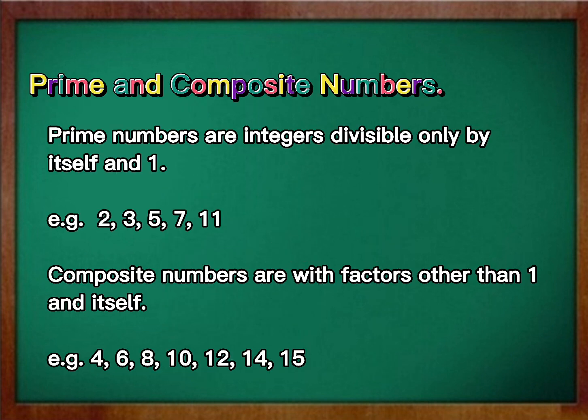Prime numbers and composite numbers. Prime numbers are integers divisible only by itself and 1. Example: 2, 3, 5, 7, 11, 13, and 17. Composite numbers are integers with factors other than 1 and itself. It can be represented as a product of 2 or more integers. For example, the factors of 6 are 1 times 6 and 2 times 3. 6 is a composite number.